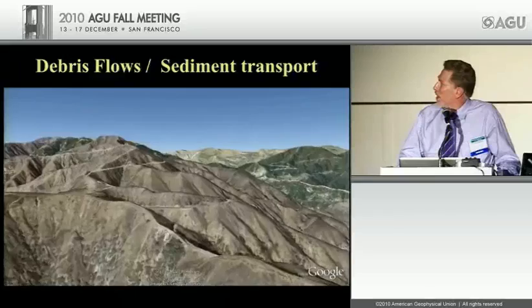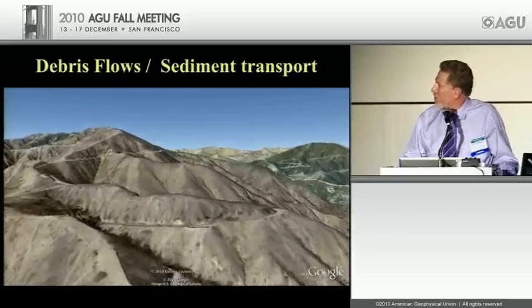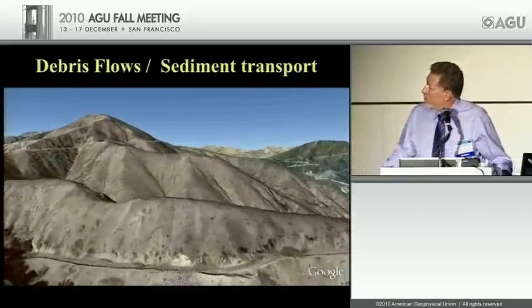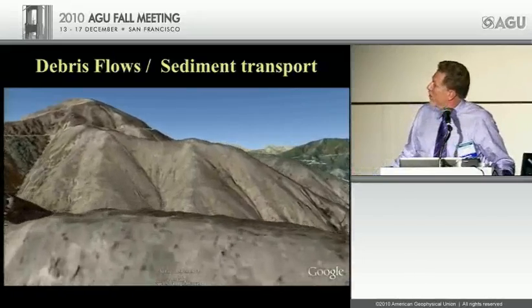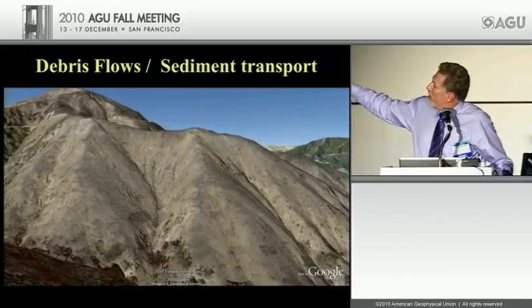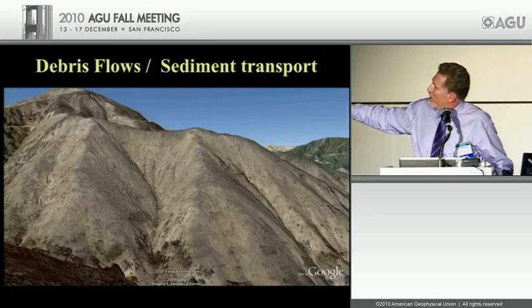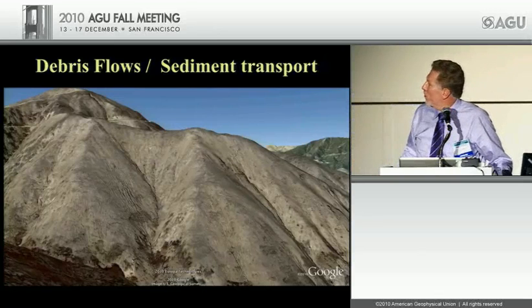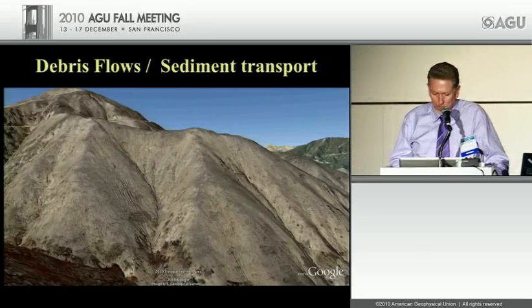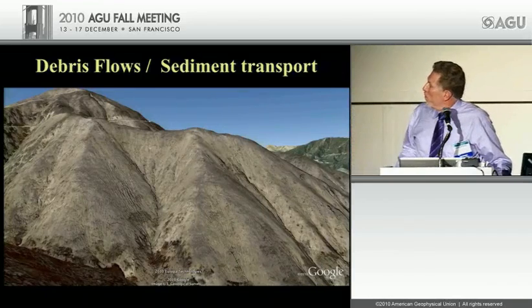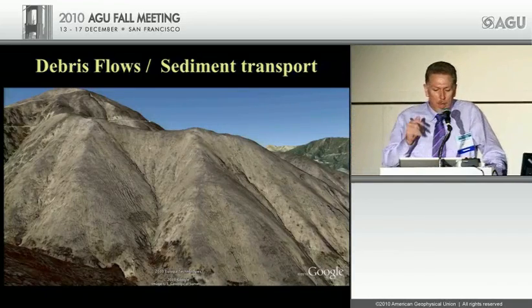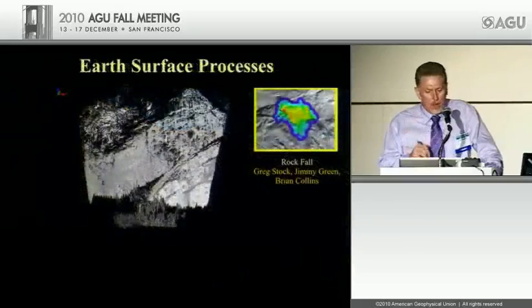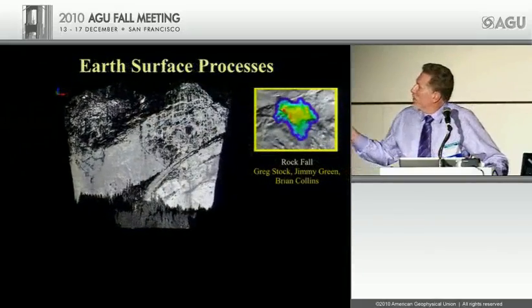This is the Station Fire above Pasadena, and Google Earth has a wonderful image of it. And this is almost as good as I could do. Here's a basin that we heavily instrumented. You could see the rilling, so this is post some of the storms that have gone through. And we're going to spend a fair amount of time with that. But I also want to take a quick pause and talk about other Earth surface processes that we worked on.